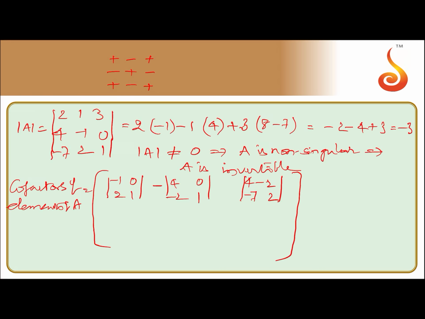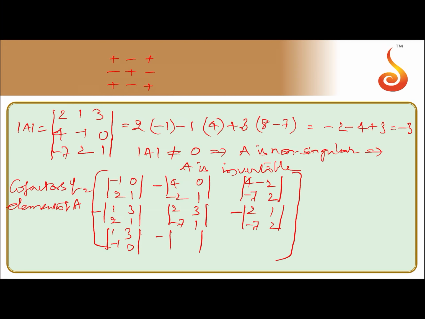Second row first column: 1, 3, 2, 1 with the minus sign change, cofactor. And second row second column: 2, 3, minus 7, 1. And the next one, the cofactor of the element 0: 2, 1, minus 7, 2, change the sign. And minus 7 cofactor: 1, 3, minus 1, 0.